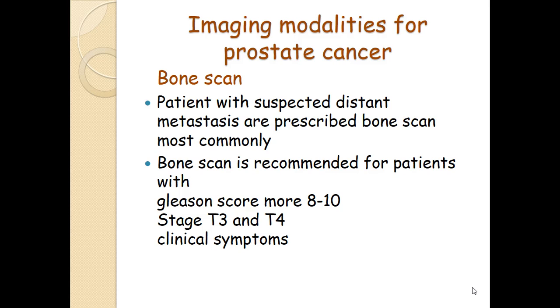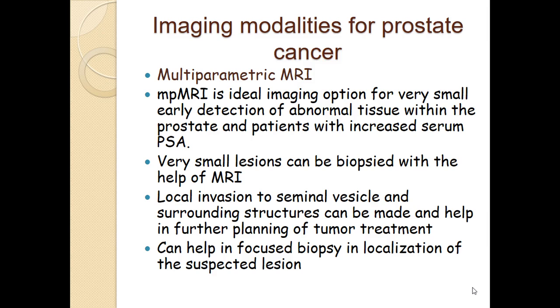Then bone scan: in patients with suspected distant metastasis, a bone scan is prescribed. Most commonly, bone scan is recommended for patients with Gleason score 8 to 10, stage 3 and 4, and clinically symptomatic patients. Many patients present late in the OPD, with symptoms for years, and already have advanced disease with bone pain. We usually prescribe a bone scan to see any metastasis in the bone.